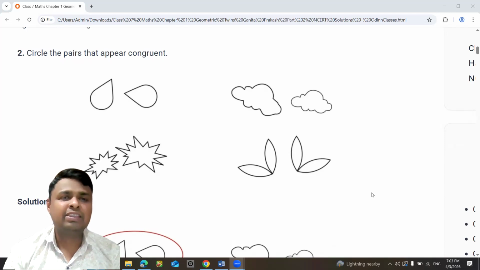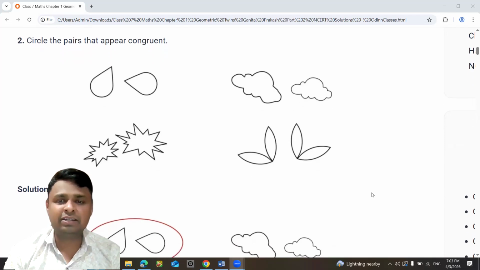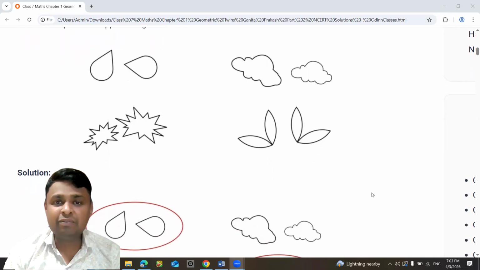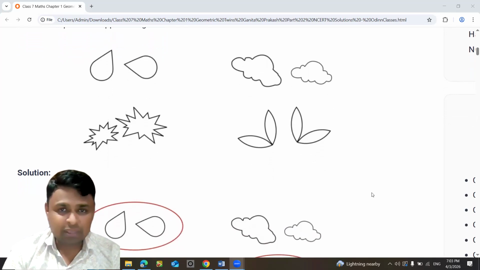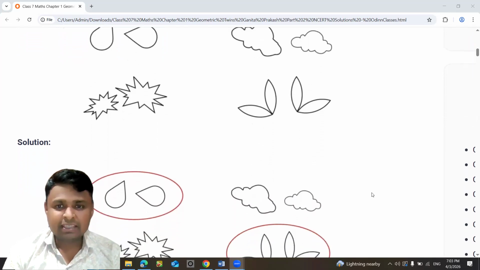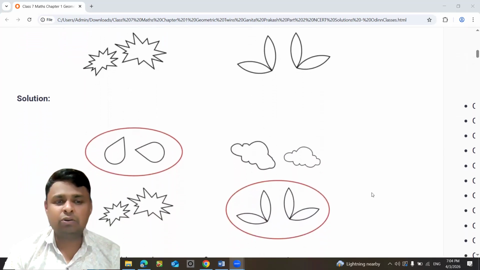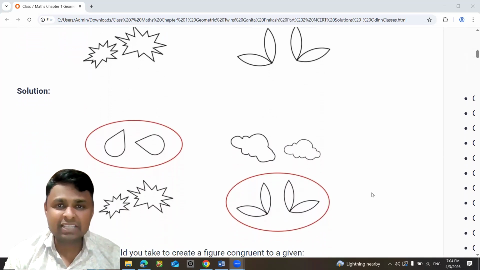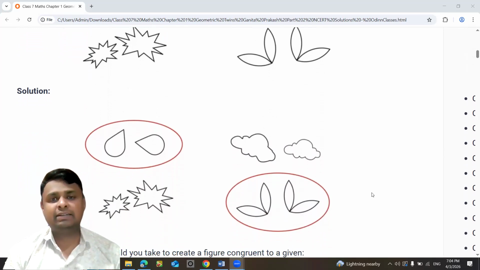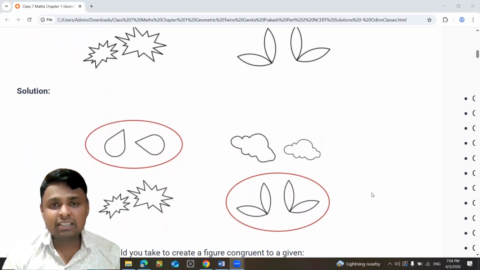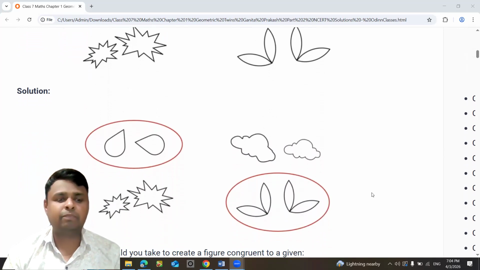Look at the second figure. Circle the pair that appears to be congruent. So look at the two drops. They appear to be congruent, so we'll circle them. Then the clouds, they are of different sizes, so no, they are not congruent. Then the leaf-like structures, they look congruent. So looking at the size and shape, you have to guess it. But if you want to really measure it, you have to measure the lengths and the angles to be sure.